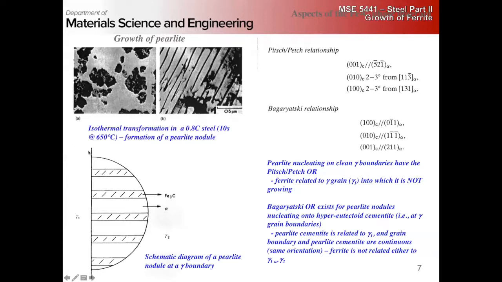If we have hypereutectoid cementite at the grain boundary, then we have the Bagaryatsky orientation relationship. And there's a relationship between the cementite and the ferrite, but there is no relationship between the ferrite and the two austenite grains at the grain boundary, right?